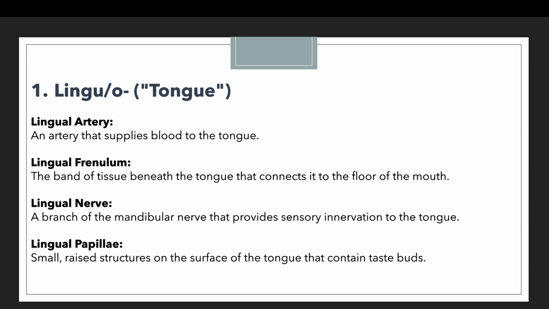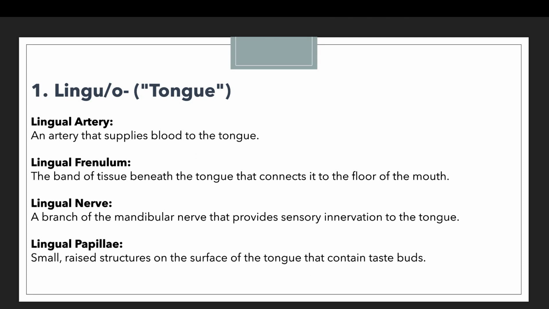For example, lingual artery. Now, what is the lingual artery? It is an artery that supplies blood to the tongue. So if we are talking about a particular artery which is providing blood to the tongue, then in that case we will use the medical terminology lingual artery, which starts with the prefix lingu.